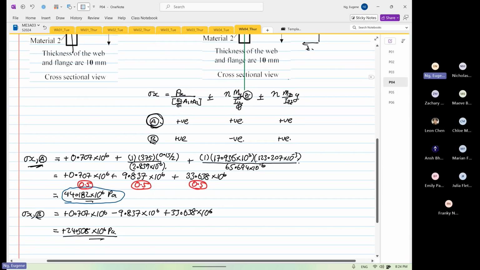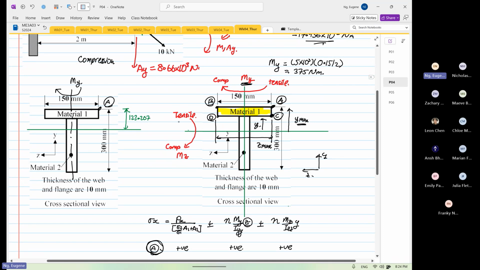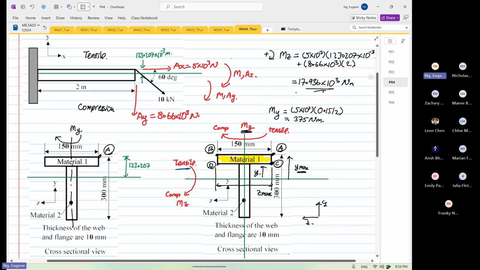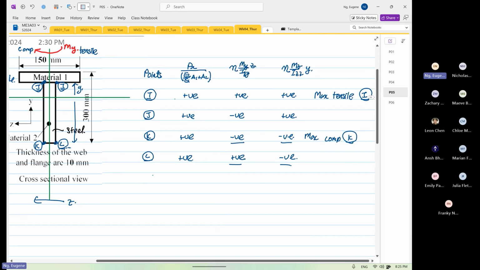There is no compression, so I put a positive down here. And why is that? This is because of the moment about Z. They're in the tensile side, and moment about Z is very high relative to moment about Y. So there's no compression. Whereas for the steel, you can have maximum tension, which is point I, and maximum compression, which is point K. Are we clear?